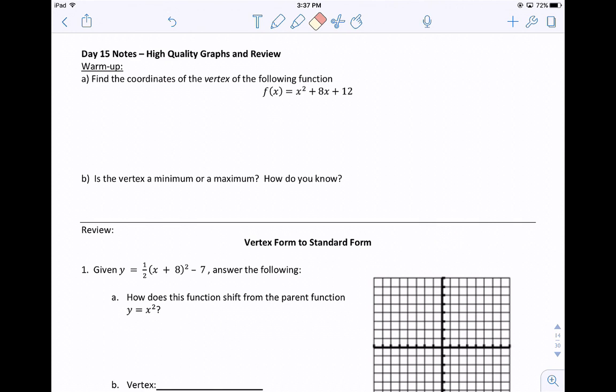We're going to look at high quality graphs and also review some of the things we've been going over in this part of the chapter. Warm up. Find the coordinates of the vertex of the following function.